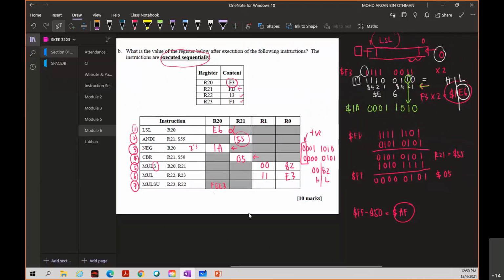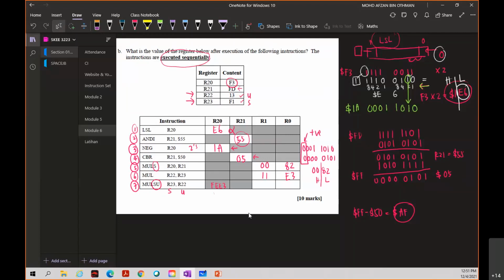So this is a MULSU. You're going to multiply a signed and an unsigned number. So which one is the signed number? Which register is the unsigned number? According to the position here, R23 will become your signed number and R22 is your unsigned number. So you go back to your R23 and R22. This is your unsigned and this is your signed.